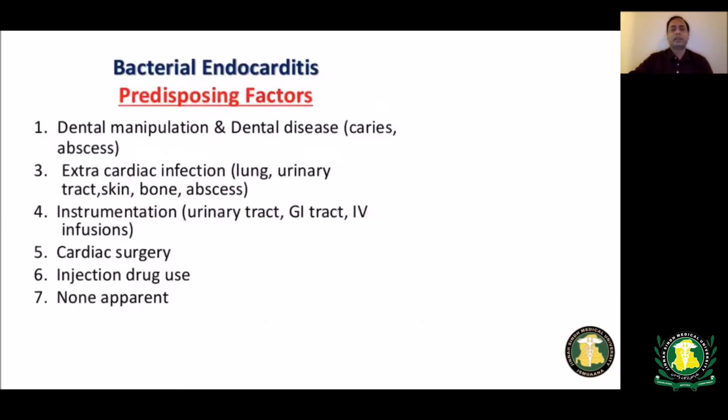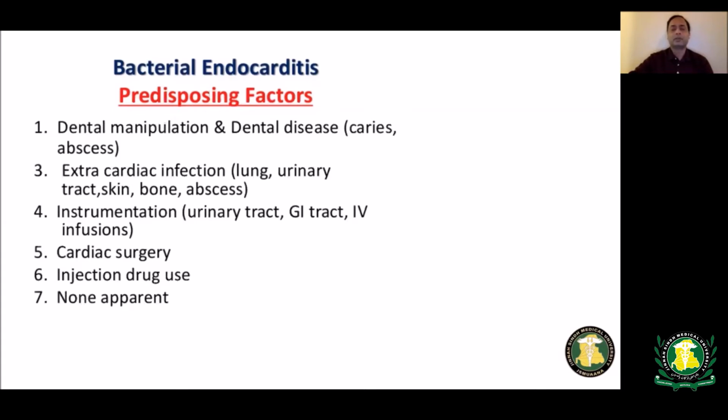So what are the main predisposing factors which can cause bacterial endocarditis? Usually anything which involves manipulation of mucosa increases the risk of infective endocarditis, such as any procedure involving dental manipulation and dental disease, or any procedure involving the urinary tract, such as cystoscopy or prostate biopsy. The GI tract is rare, but if you're doing colonoscopy with polypectomy, then it increases the risk of endocarditis.